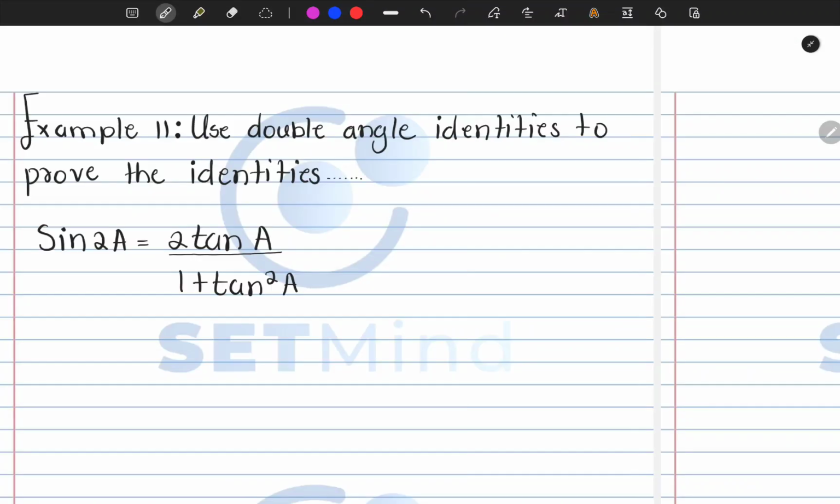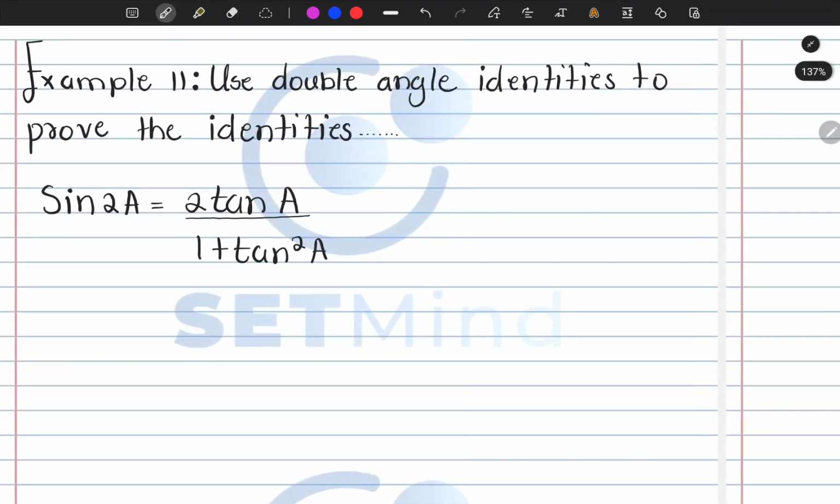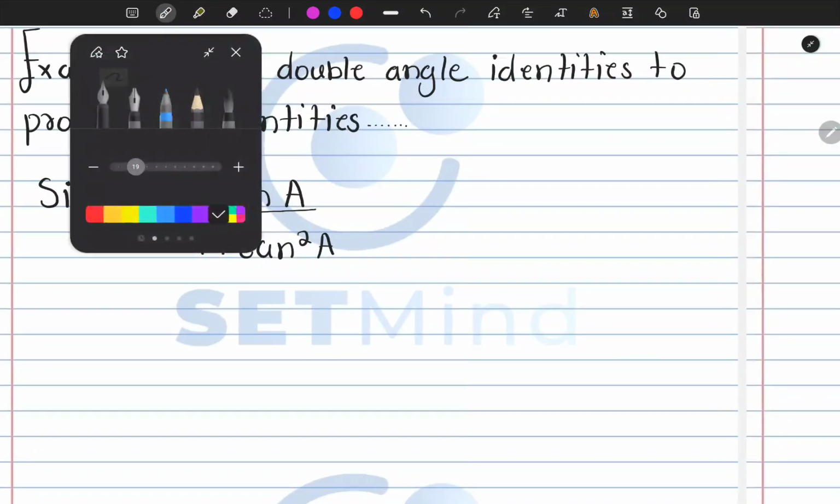Okay, so let's have a look at example 11. We are required to use the double angle identities to prove the identities below. So the first one is sine of 2A equals 2 tan of A divided by 1 plus tan squared of A.